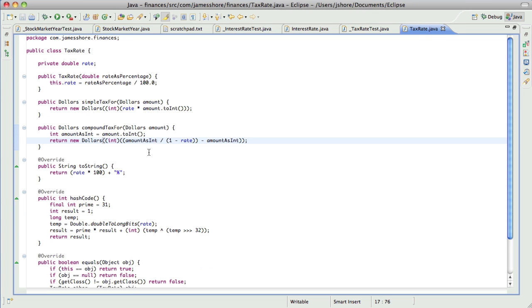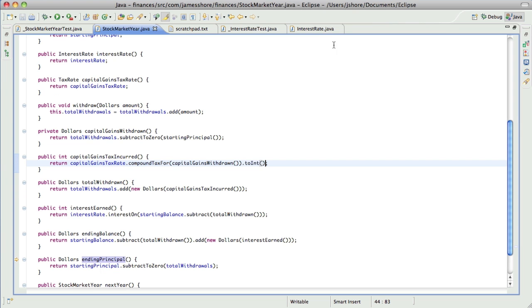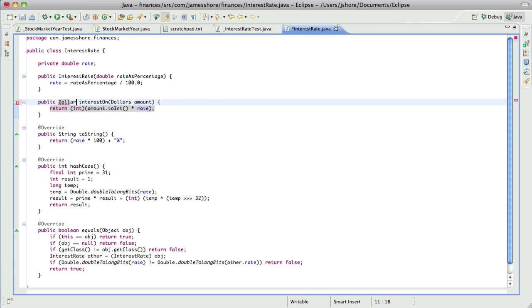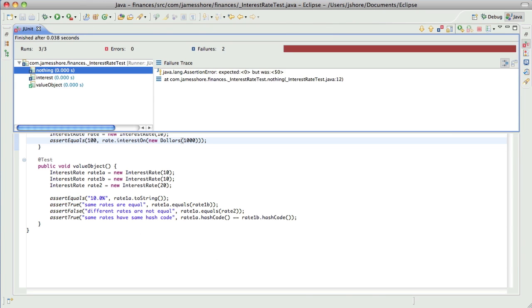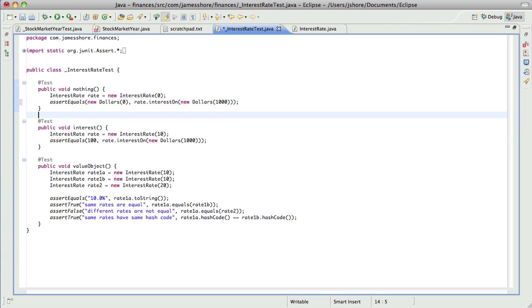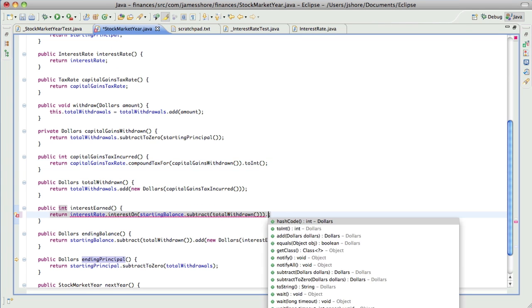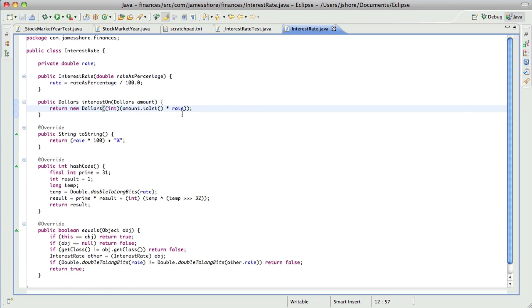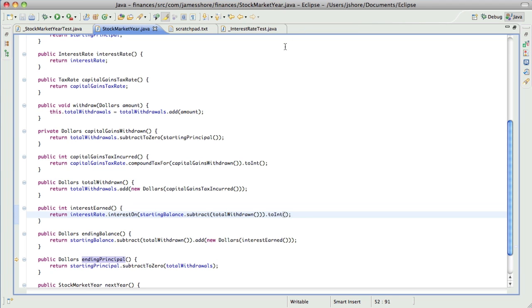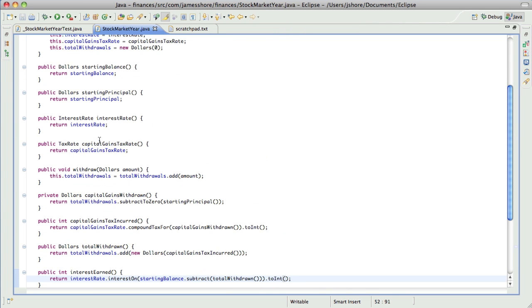Okay, so tax rate, I believe, is now completely deprimitive-obsessed. Yeah. So I can get rid of that. Now let's move on to interest rate. Go over here and great, everything's working. So I believe interest rate is now deprimitive-obsessed, and that's done. So now we just have stock market year left, and 2 minutes left in the video.